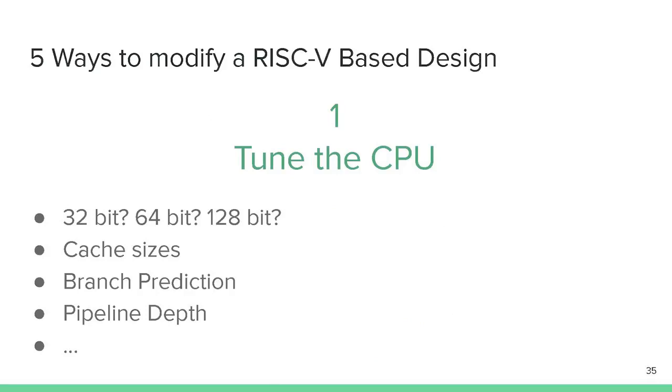So here are 5 ways to modify a RISC-V-based design that are actually interesting now that you have an FPGA, because you don't have to sit around waiting for a chip to come back. You could tune the CPU that's on there. That means you could change things like the cache size, how much memory it has, how much branch prediction it does, how deep the pipeline is. So you're trading off frequency and area to get something that works for your application.